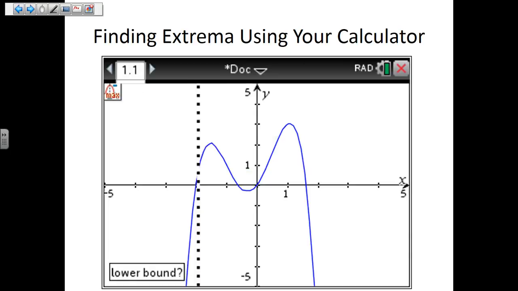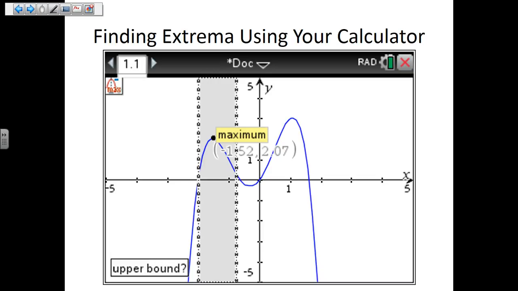And then you'll get this question, where do you want the lower bound? And you use your pad to move this vertical line back and forth. You want to be to the left of the maximum that you're trying to identify. So I've placed my vertical line to the left of that first maximum value. You can see up in the corner of the screen, it reminds you that you're finding a maximum. Once you click on that, then you have to drag over to the right side. And you can see your maximum start to show up.